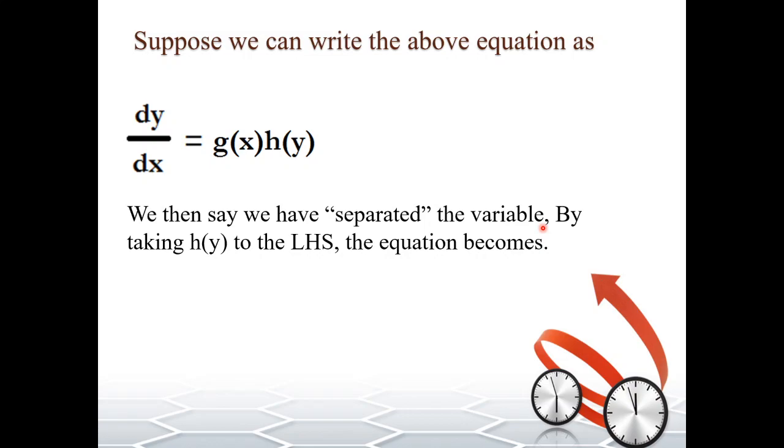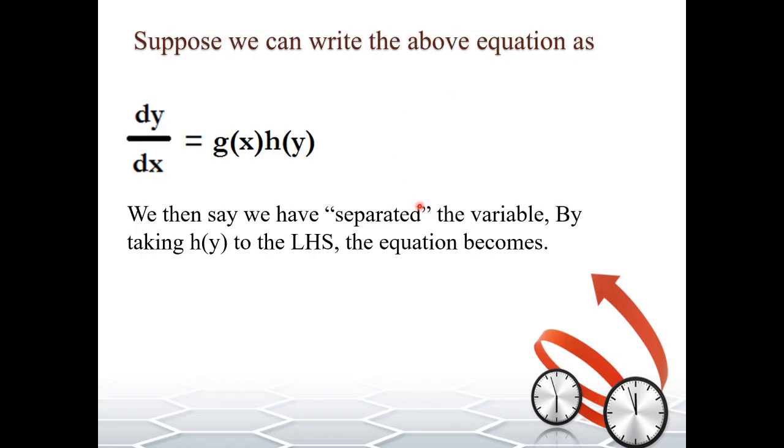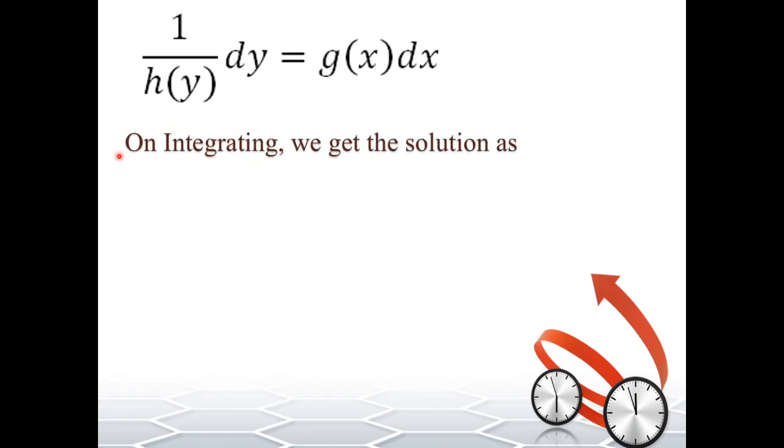Now by taking the function of y, that is h of y, to the LHS, the equation becomes 1 upon h of y into dy equals g of x into dx. If you see the previous slide, it was g of x on the right hand side and the differential was on the left hand side, dy by dx. I tried to move dx to one side and h of y to the other side. So this becomes 1 upon h of y into dy equals g of x into dx.